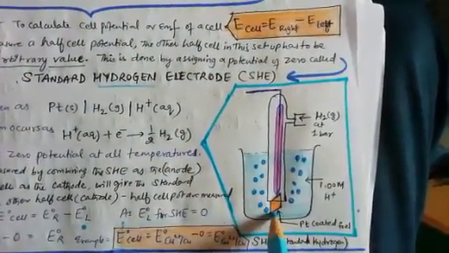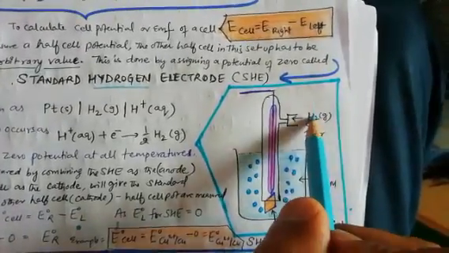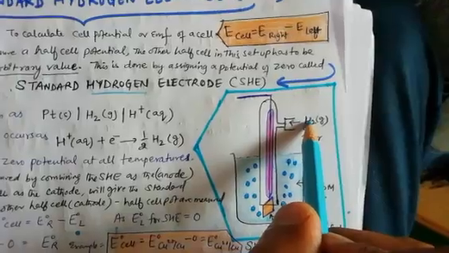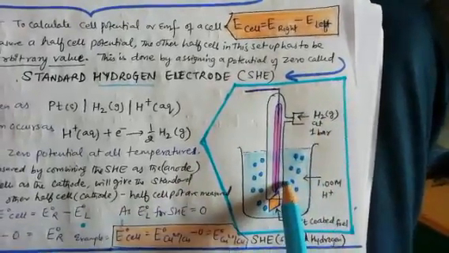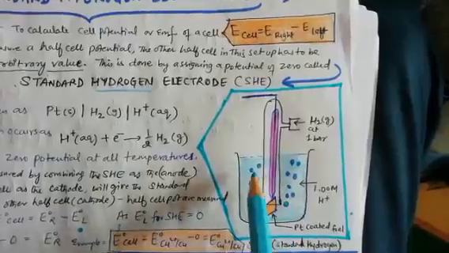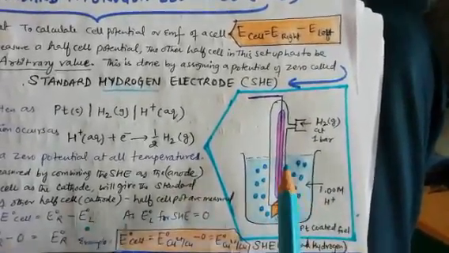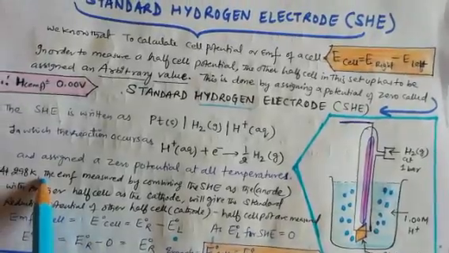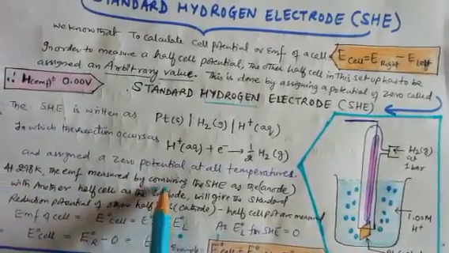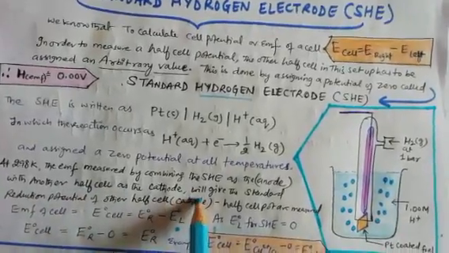The electrode is dipped in a 1 molar solution of H positive ion, and pure H2 gas is bubbled through it at 1 bar pressure. The concentration of both the reduced and oxidized forms of hydrogen is maintained at unity. At 298 Kelvin, the EMF is measured by combining the SHE as an anode or with another half cell as the cathode, which will give the standard reduction.